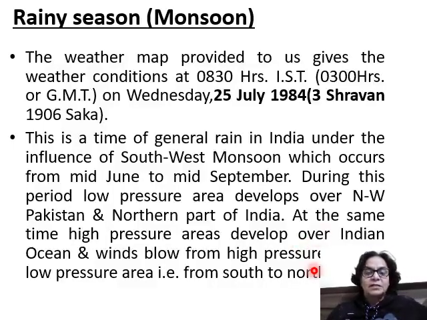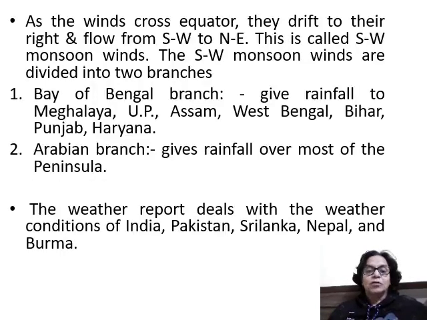Here we can see in the introduction that this is the time of the general rains in India, and due to the low pressure conditions, the winds are blowing from south to north and they are drawn into the country in the southwestern direction. As they cross the equator, they drift to the right and they flow from southwest to northeast, and this is called the southwest monsoon winds, where there are two branches.